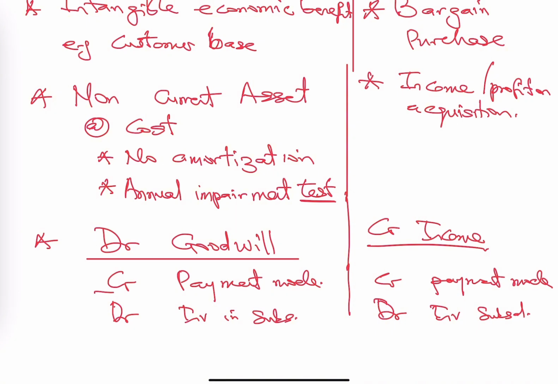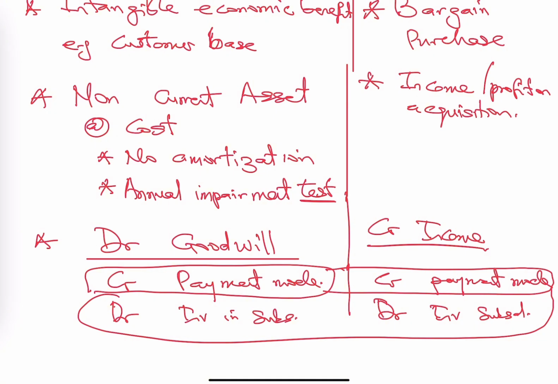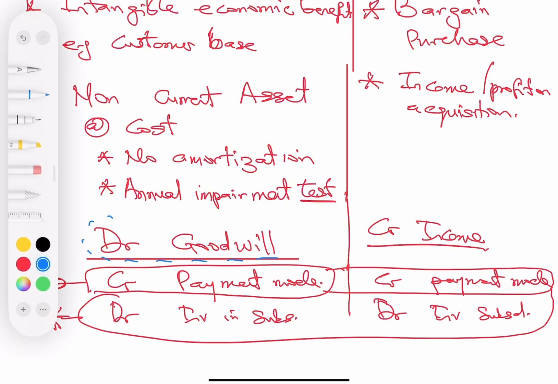Right? So credit payment mode is constant for both of them. Investment in subsidiary is constant for both of them. But remember, we said goodwill exists when this is not the same as this. So the difference is posted into goodwill. When it is positive goodwill, it comes on the statement of financial position. But when it is negative goodwill, that difference is posted into P or L.